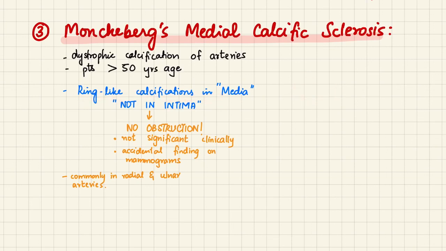Now, since this is not in the intima and it is only affecting the media, and it is calcification, which is simply a deposition, there is no obstruction, and that means this phenomenon is not significant clinically. It is only found accidentally on mammograms, when we know that breast cancer needs screening, and every woman above the age of about 40 to 45 should have a mammogram once a year, and this is going to be an accidental finding on mammogram, and it is not clinically significant. It is also seen commonly in radial and ulnar arteries.